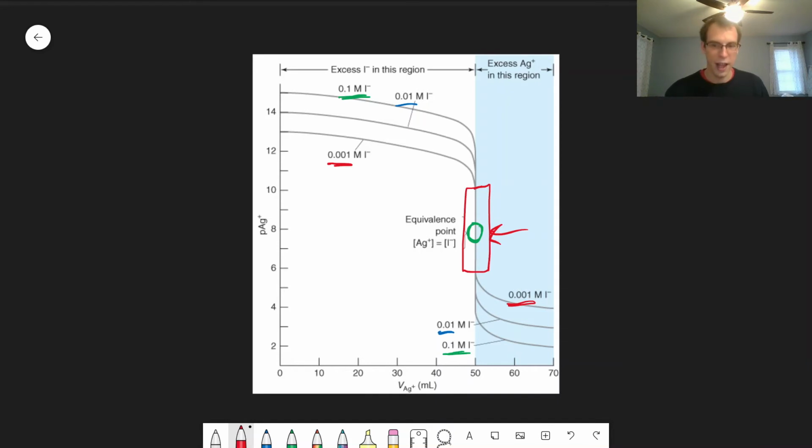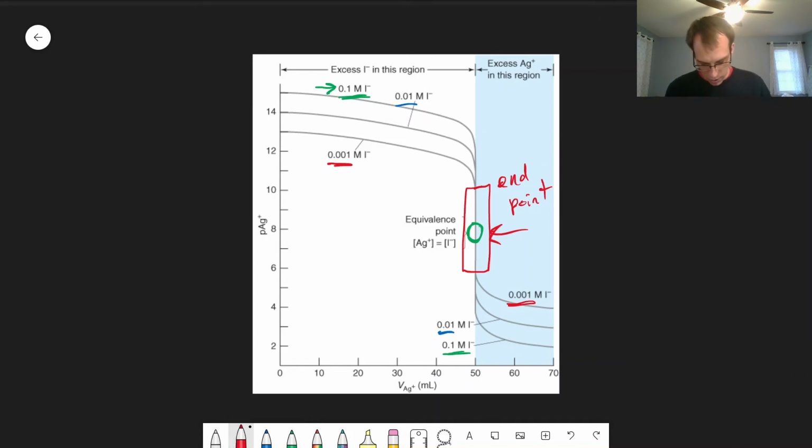You see it basically happens in a very, very small volume, that you go from pretty low concentration of silver to a fairly high concentration of silver. And that drastic change, this is how we find the endpoint, is by looking for this big jump in the change of silver concentration. It changes some properties of the solution that we can monitor with some sort of indicator. And the more concentrated we are, the sharper that endpoint will be.